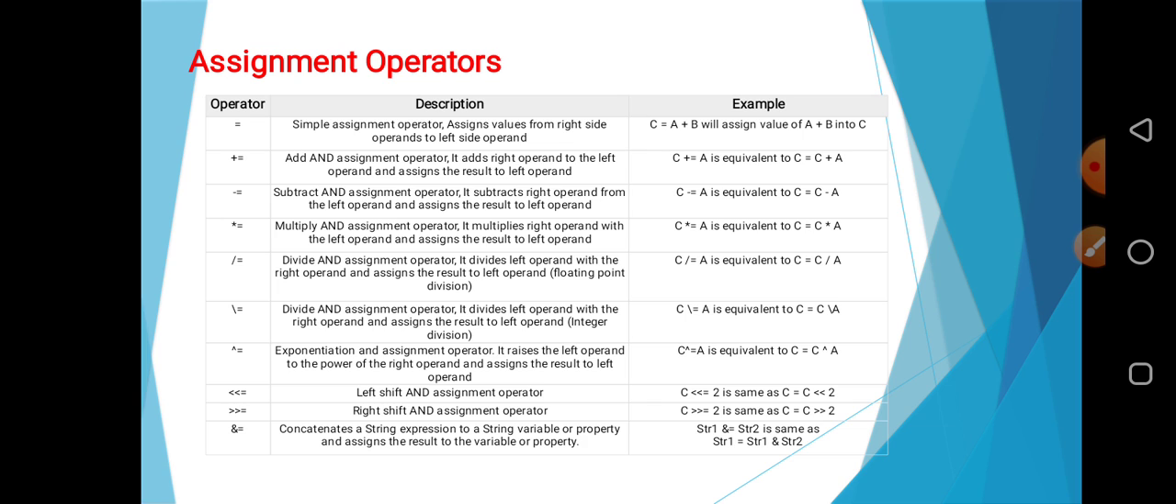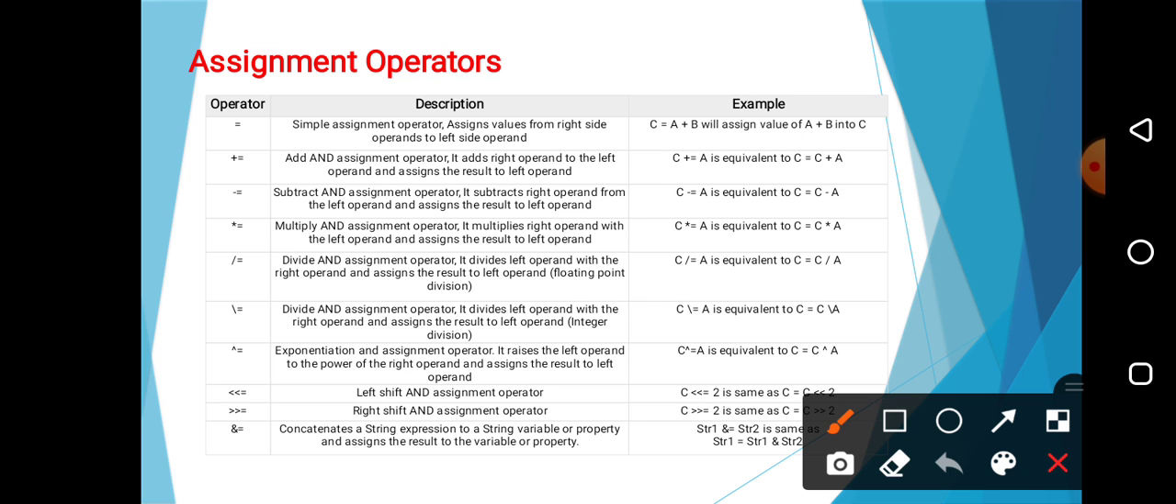Now the next one is the assignment operator. The assignment operator is used for assignment purposes. Whenever you want to assign something, at that time you use the assignment operator. There are n number of assignment operators like equal to, plus equal, minus equal, multiply equal, divide equal. First of all, we will check the meaning of the same. Now I have given the example C is equal to A plus B. That means it will assign the value of A plus B into C. Similarly, C plus equal A is equivalent to C is equal to C plus A.